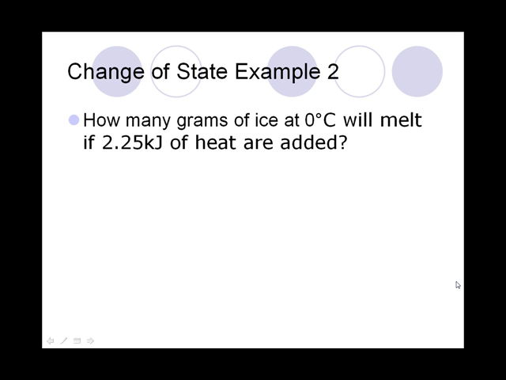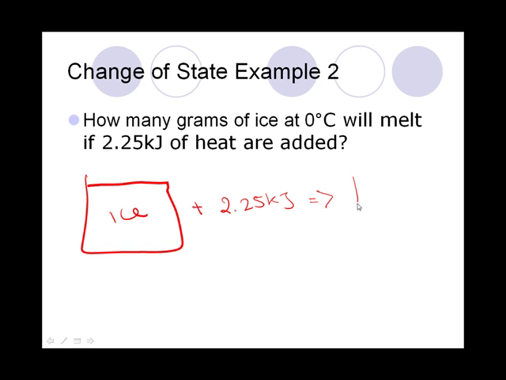Okay. Example 2. How many grams of ice at 0 degrees Celsius will melt if 2.25 kilojoules of heat are added? So let's say that I have a block of ice, and if I add to this ice 2.25 kilojoules, the question is, how much ice would I have left over, and how much water would I have left over, and they will both be at 0 degrees Celsius. Okay?